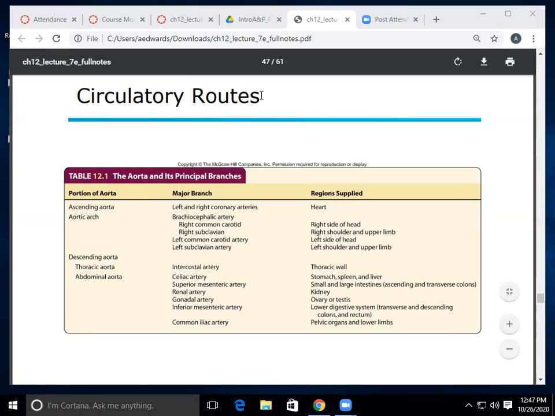Now, after we've gone past the aortic arch, you go to the descending aorta. Branches off of that are the thoracic aorta and the abdominal aorta. So parts of the body that are supplied by that include your thoracic wall, your liver, spleen, your stomach, small and large intestines, your kidneys, ovaries, testes, lower parts of your digestive system, pelvic organs, and your lower limbs.